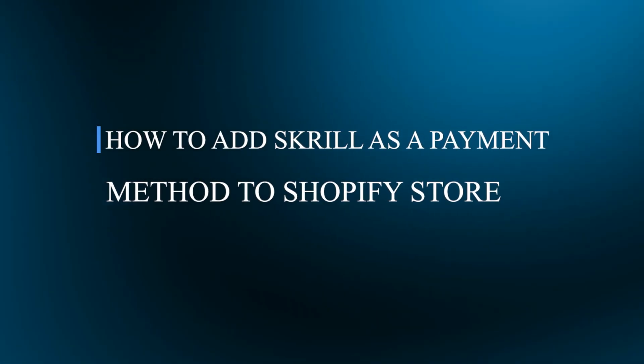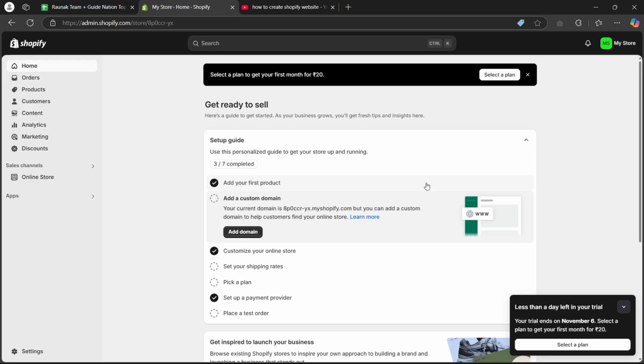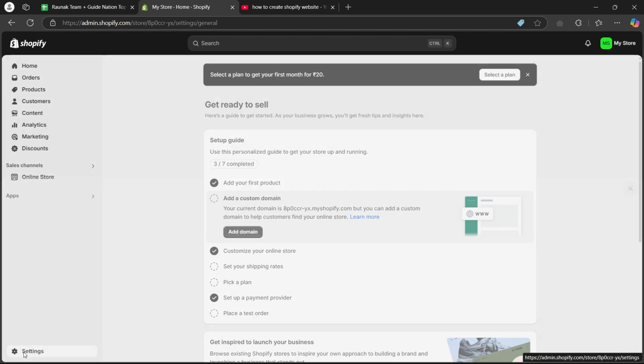Today I'll be showing you how to add Skrill as a payment method to Shopify store. So in order to do this, first of all, navigate to your Shopify and log in using your user credentials. After logging in, you will see this Shopify's dashboard where you'll have to click on settings icon at the bottom left corner of the screen.